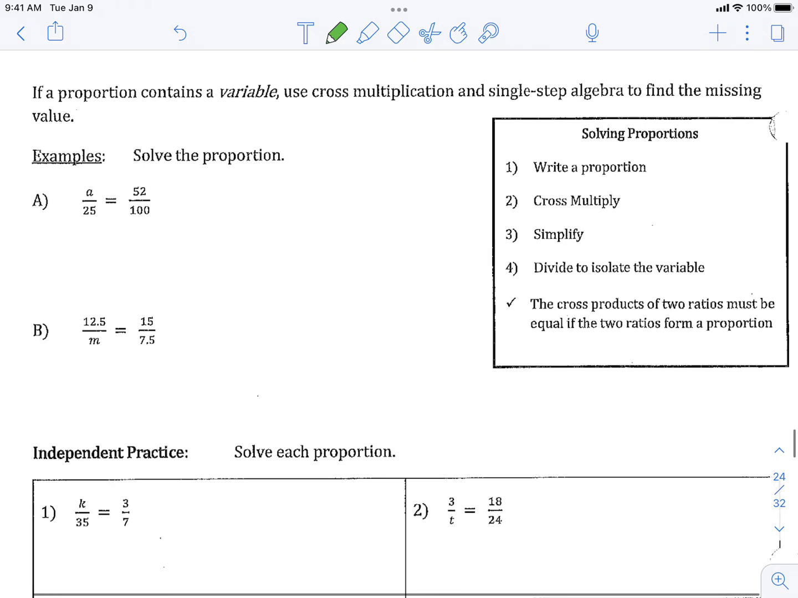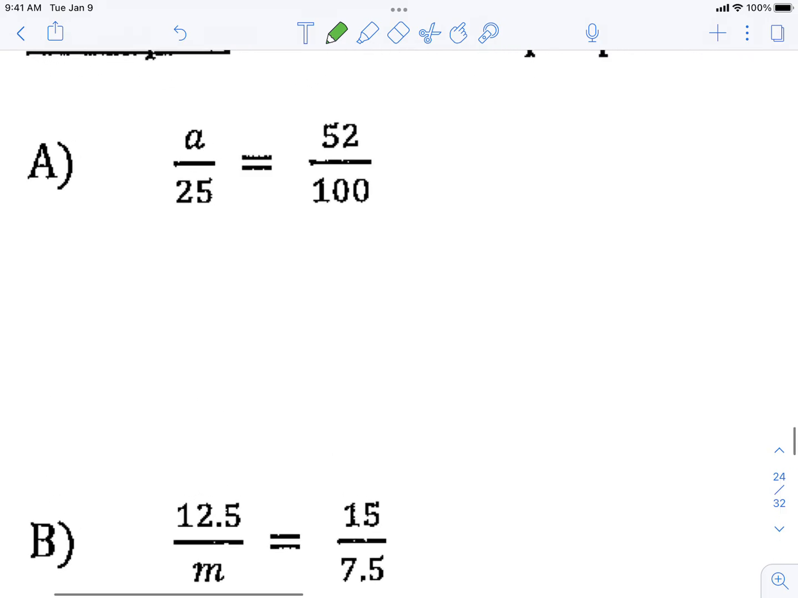Okay, so cross multiplying is easy enough. Now, if a proportion contains a variable, x, y, z, and so on, we still use cross multiplication. And then we're going to use our algebra skills to find the missing value. So you can see in A here, we have A over 25 equals 52 over 100. This is a proportion because I have two fractions with an equal sign between them. So I'm going to cross multiply.